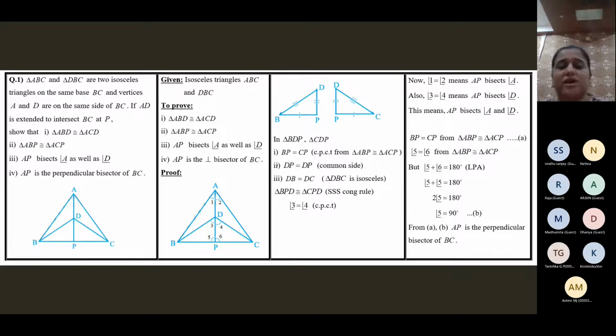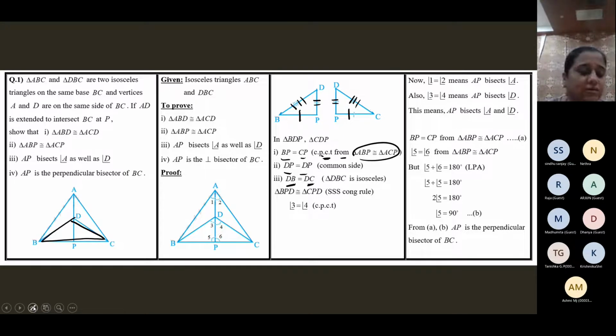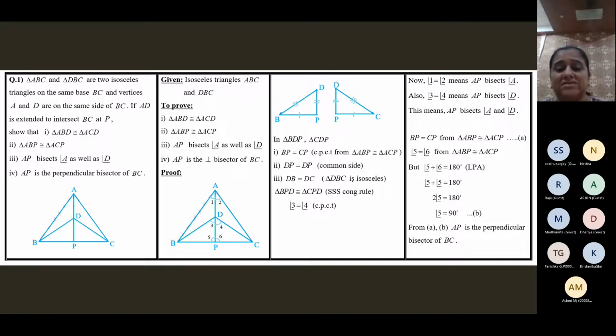So by the SSS rule, these two triangles are congruent. That's what I've written here. BP is equal to CP, CPCT from congruency of these two triangles. DP is equal to DP, common side. And then DB is equal to DC because the triangle DBC is isosceles. So from these results, by the SSS rule, the two triangles are congruent.